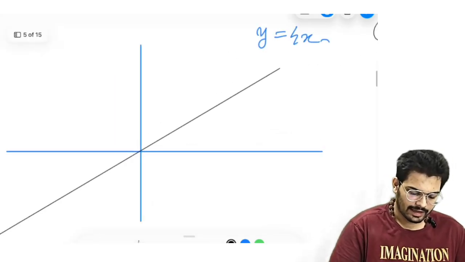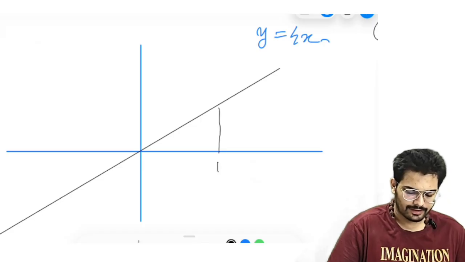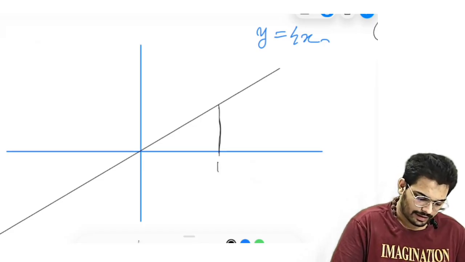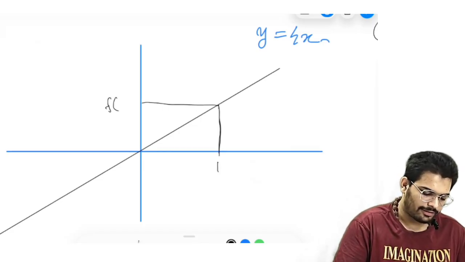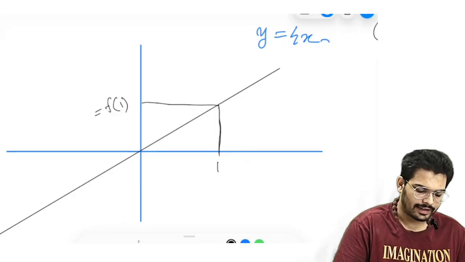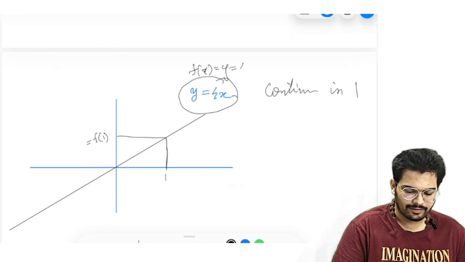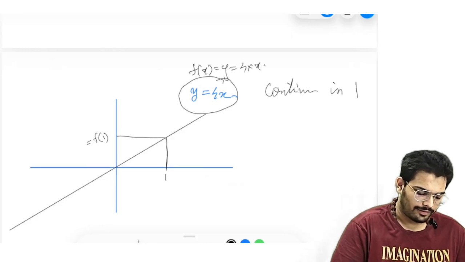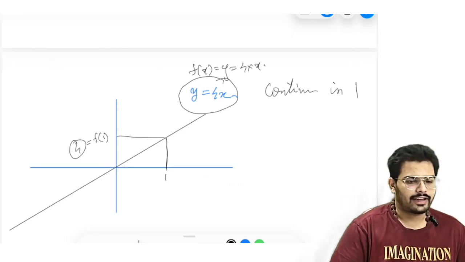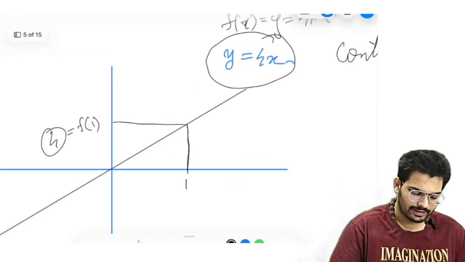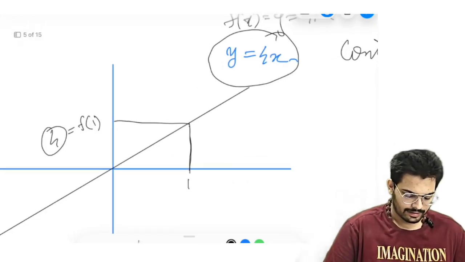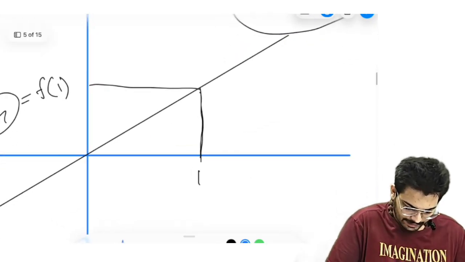Now I am taking a random point, that is 1. When I put 1, I get a y value, that is f of 1. But actually f of 1 indicates f of x equal to y, which is equal to 4 into x. So if you put 1, the y value will be 4 into 1, that is 4. Now I need to check whether this function is continuous.